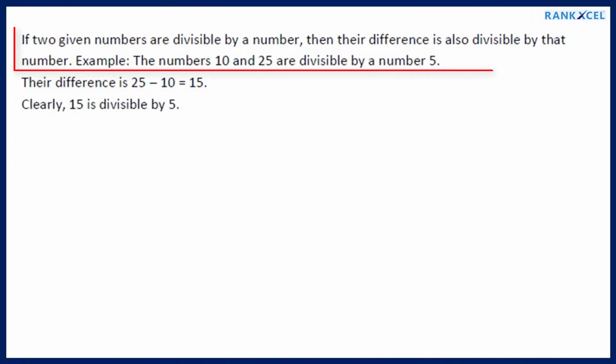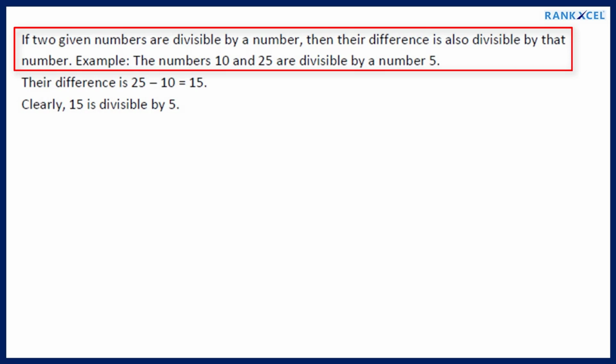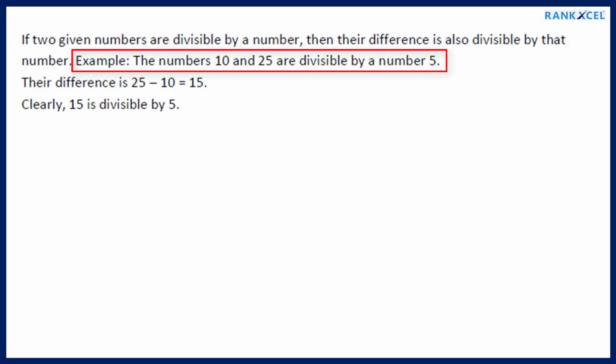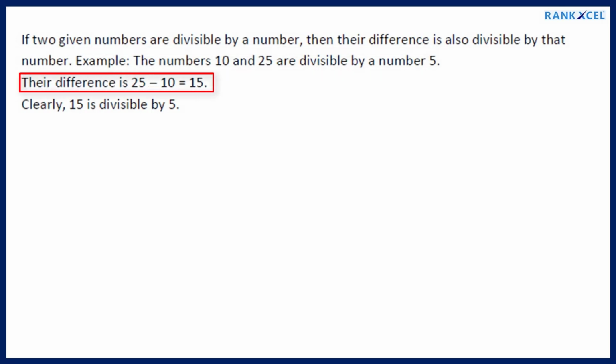If two given numbers are divisible by a number, then their difference is also divisible by that number. Example, the numbers 10 and 25 are divisible by number 5. Their difference is 25 minus 10 equals 15. Clearly, 15 is divisible by 5.